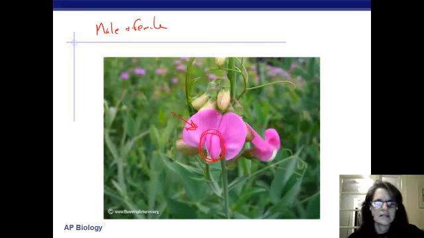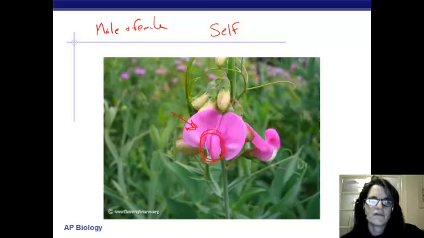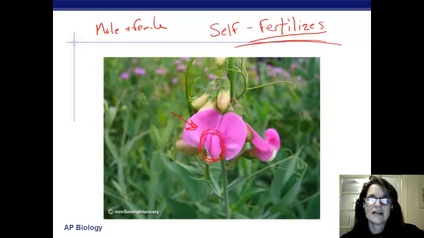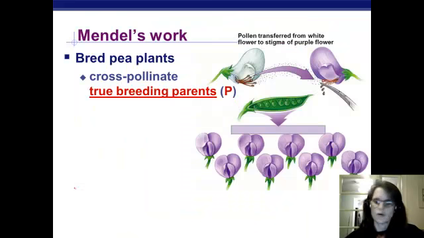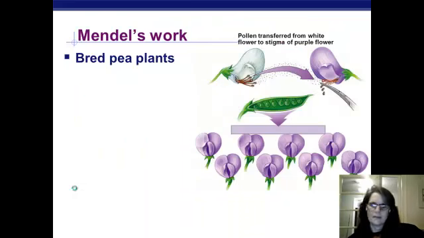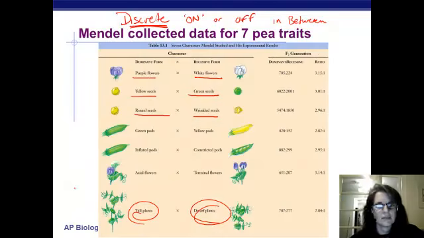What this means is that this plant normally self-fertilizes. Normally, it is an asexually reproducing plant. It self-fertilizes. It clones itself over and over again. That meant that Mendel had excellent control over what happened with his plants.